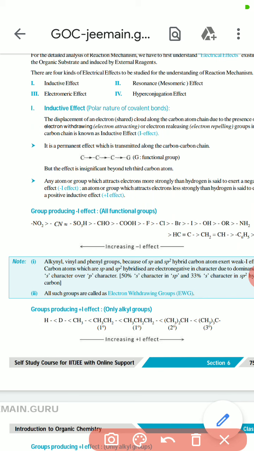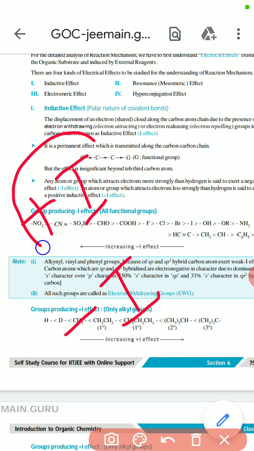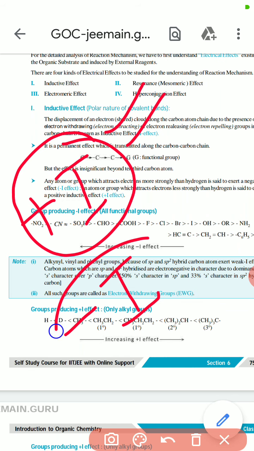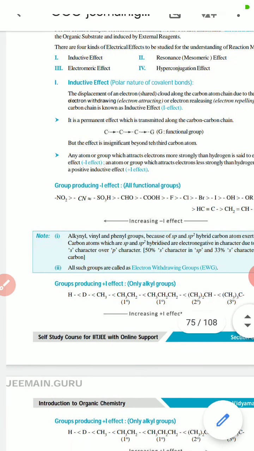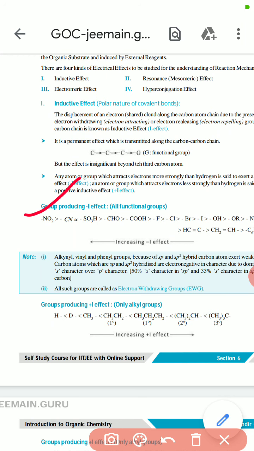Now let's see the important points of inductive effect. Inductive effect may be plus I or minus I. Plus I means electron releasing effect, and minus I means electron withdrawing effect. Some groups show minus I effect and some show plus I effect. For example, NO2 shows a very strong minus I effect. Then CN, SO3H, CHO, COOH. These groups all show minus I effect, meaning electron withdrawing effect, because they have electronegative atoms in their structure.